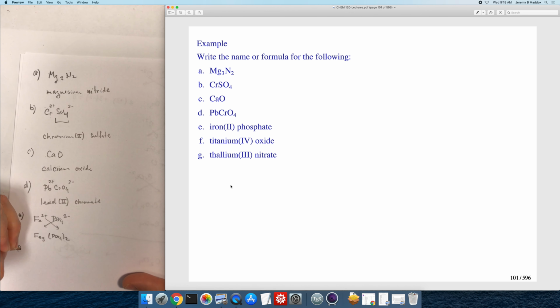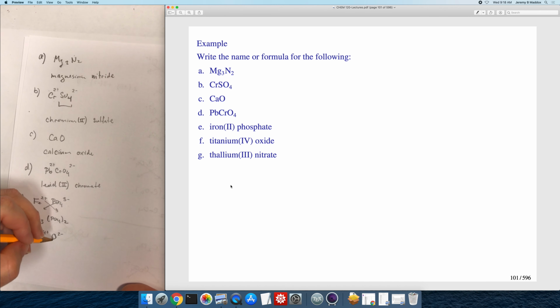For part F, titanium(IV) oxide. So we're going to have the titanium cation. It has a 4+ charge. Oxide is a 2- charge. We bring those charges down. We get this intermediate structure that looks like this. Here, we can reduce the subscripts even further. We can write that as TiO2.